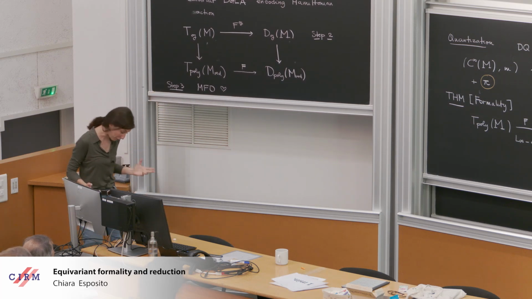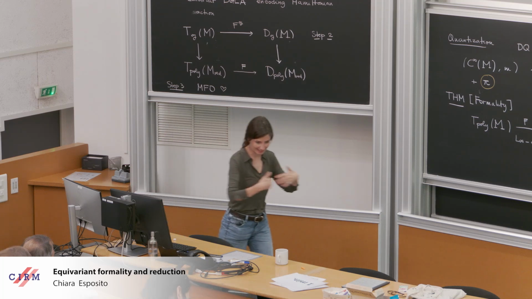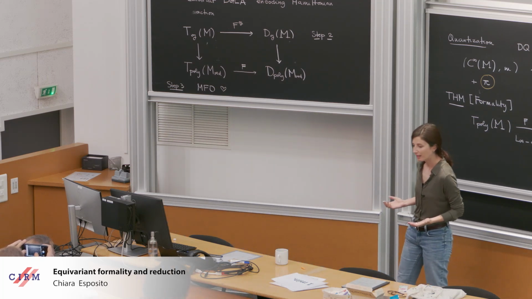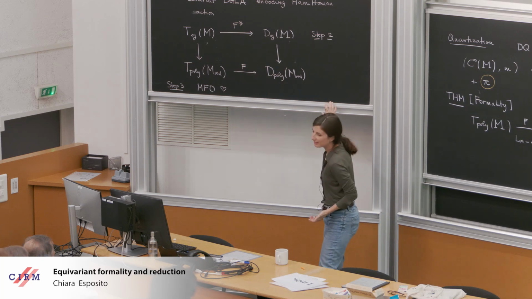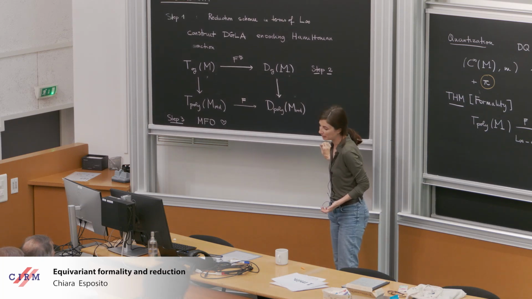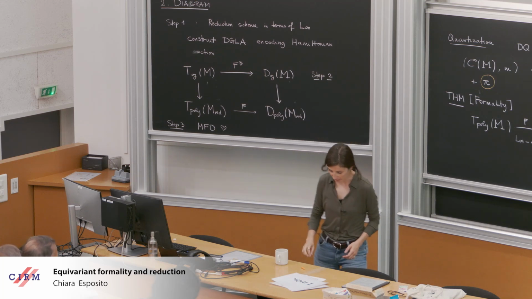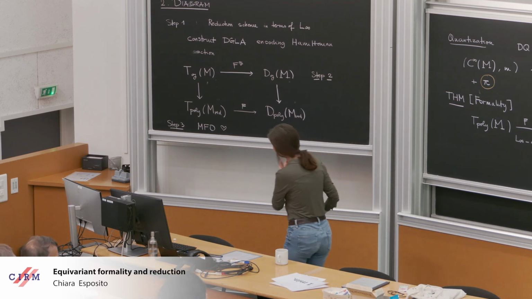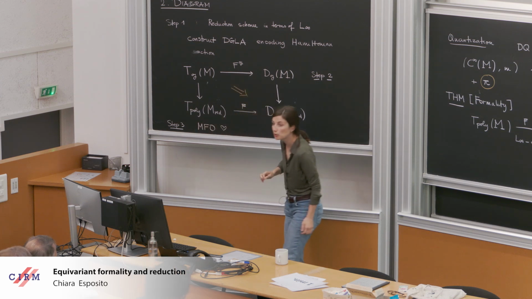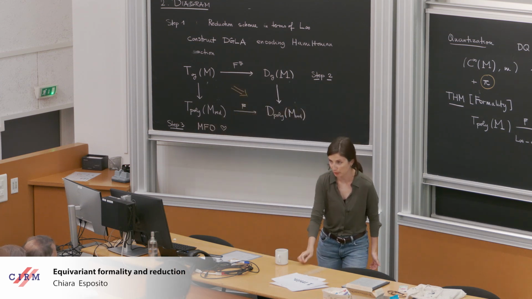Okay, and of course, now the question, and this is really future work, is what happens to this diagram? Can we actually say that this is a commuting diagram? The problem is that, morally speaking, I would expect that it commutes up to homotopy.